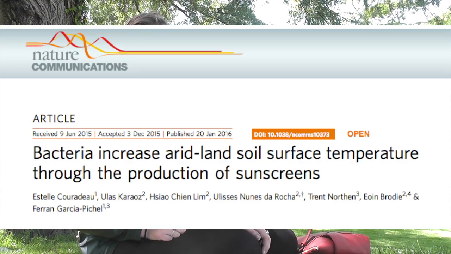Science lovers. Today we are going to talk about how certain bacteria are able to change soil temperatures. On soil surfaces, the temperature depends on different factors, and one of them is soil albedo.